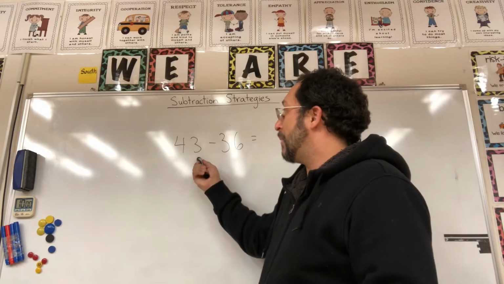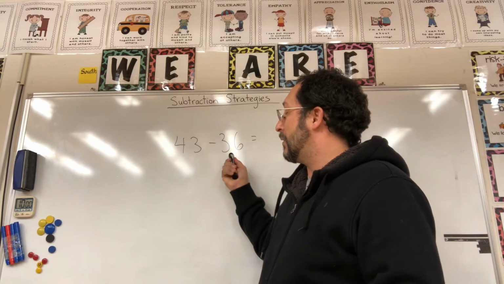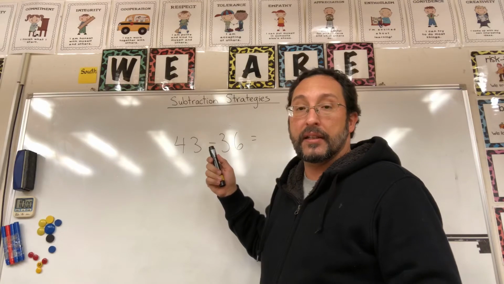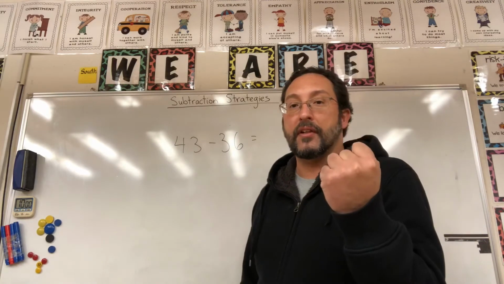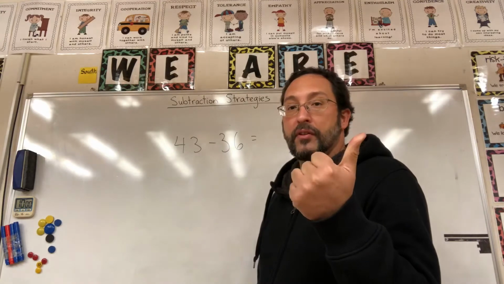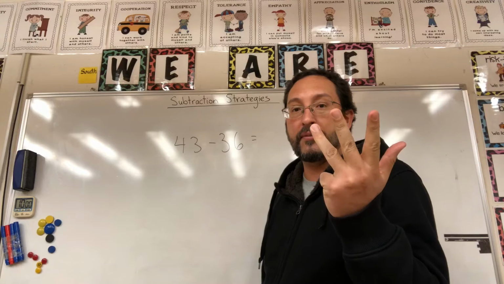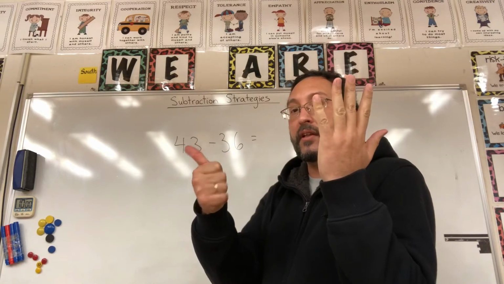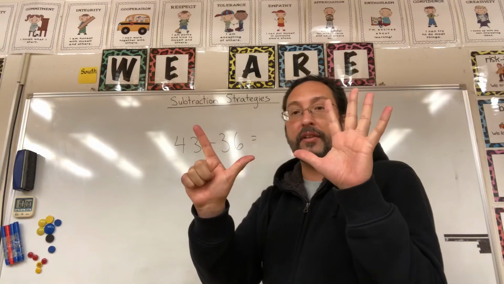We can count backwards from 43, right, until we get to 36 and see what the difference is. So again, fist, 43, 42, 41, 40, 39, 38, 37, 36. So we've stopped at 36, and the difference is 7.